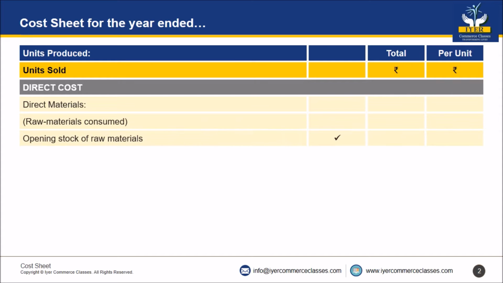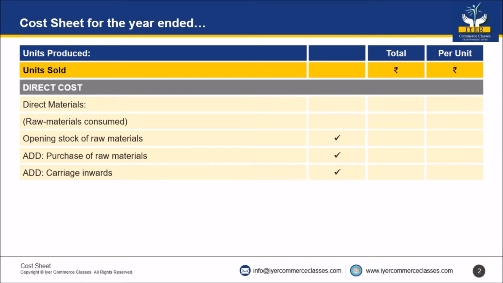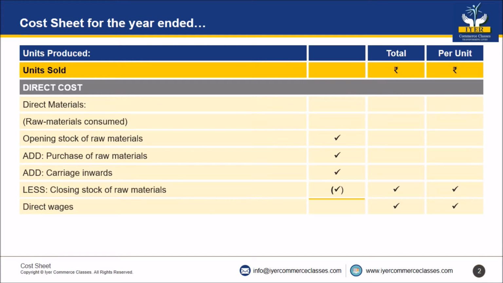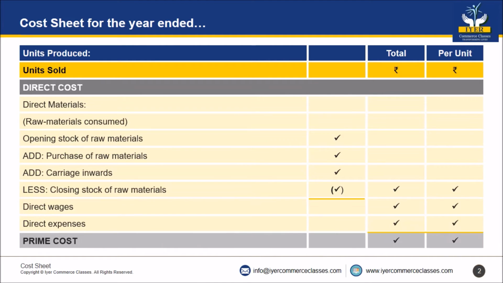The formula will be opening stock of raw materials, add purchase of raw materials, add carriage inwards, less closing stock of raw materials. Second is direct wages. Third one will be direct expenses. Direct materials, direct wages, direct expenses will give you prime cost.